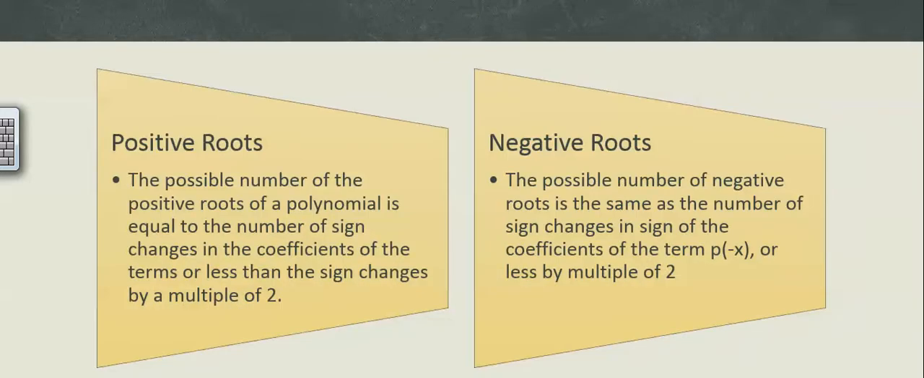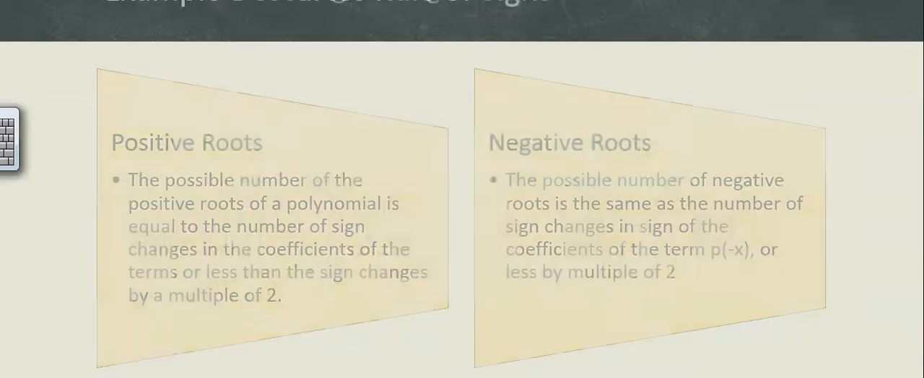Then we talked about Descartes' rule of sign change. Descartes' rule of sign change tells me the possible number of positive roots of a polynomial is equal to the number of sign changes in the coefficients of the terms, or less than the sign changes by multiples of 2. So that's important, multiples of 2. Now the same definition holds for negative. The only difference is we're going to be plugging in a negative x.